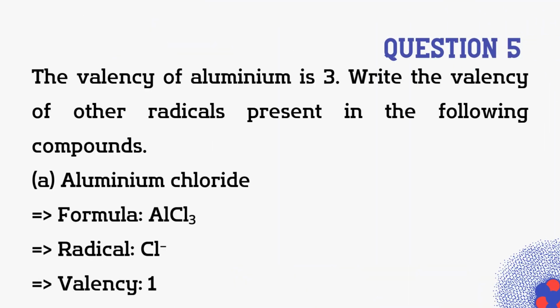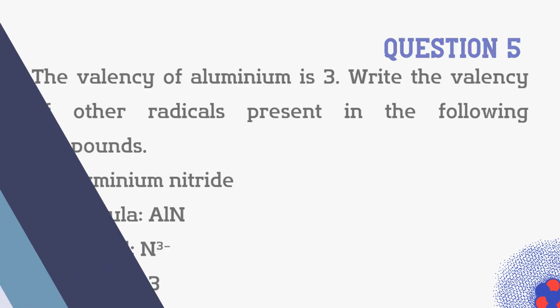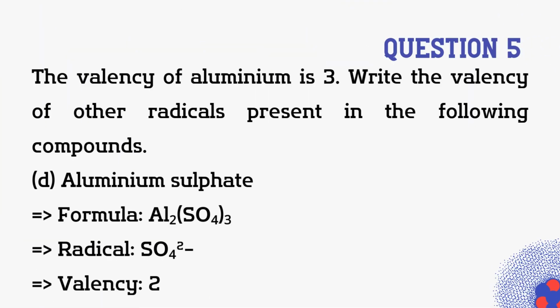Answer is, for aluminium chloride, formula AlCl3, radical Cl-, valency is 1. For aluminium oxide, formula is Al2O3, radical is O2-, valency is 2. For aluminium nitride, formula is AlN, radical is N3-, valency is 3. For aluminium sulfate, formula is Al2(SO4)3, radical is SO4 2-, valency is 2.